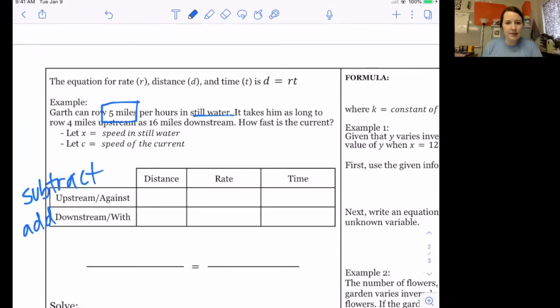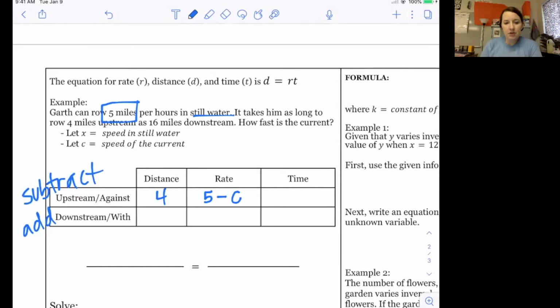So when we're going upstream, it says that he's going to only row 4 miles, and his rate is going to be the speed 5 minus the current. Okay, because we don't know what that current speed is. That's what we're trying to figure out. But we know that his still speed is 5, and then the current is pushing him back at a certain rate. Okay, we don't know the amount of time.